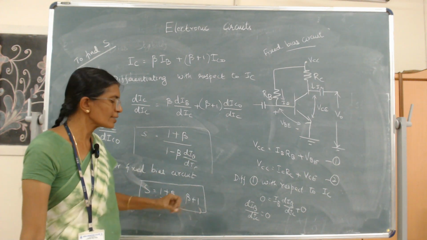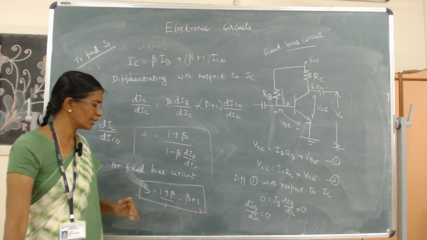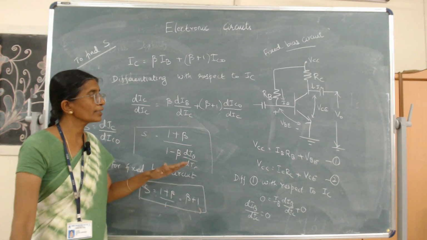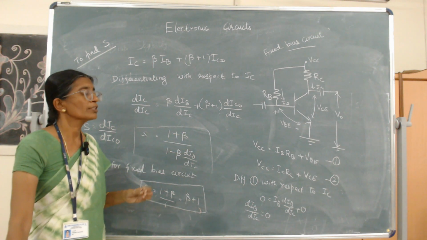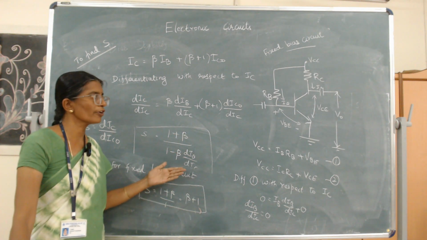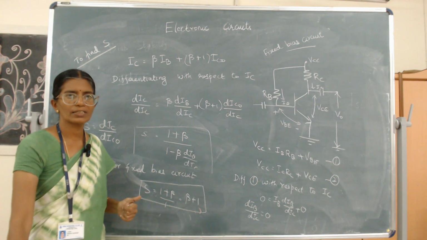Beta is nothing but the current gain of the amplifier, and it will normally be around 100. So the S value will be around 100, which is very high, and it means that the stability factor of the fixed bias circuit is poor. In order to overcome it, we can go for the remaining types of biasing circuits. That we will be discussing in the next section.